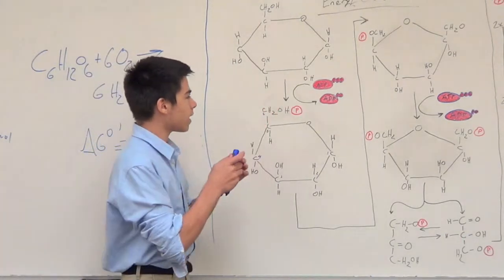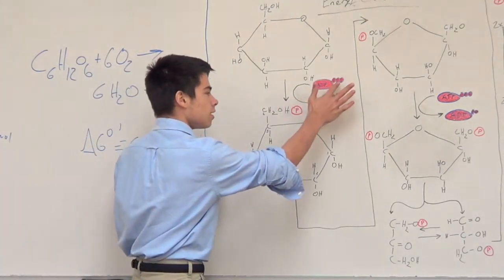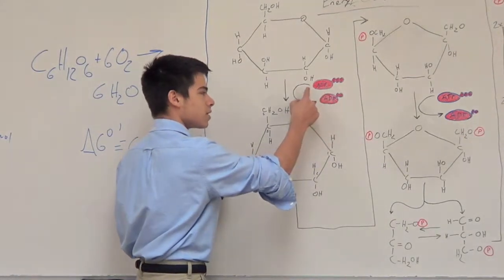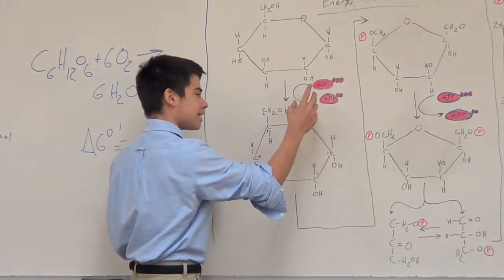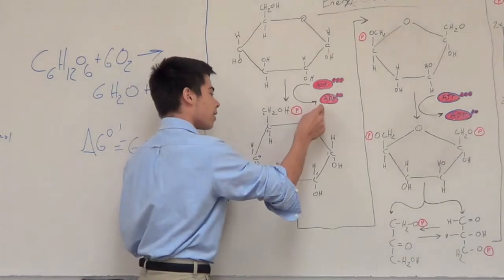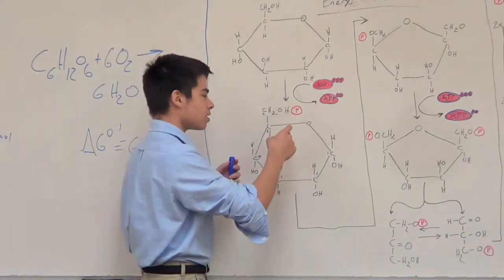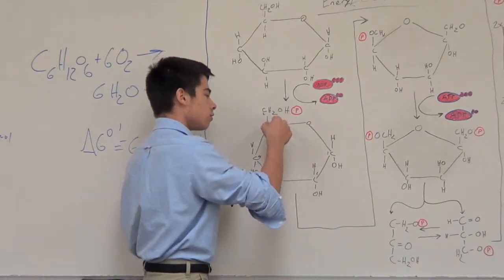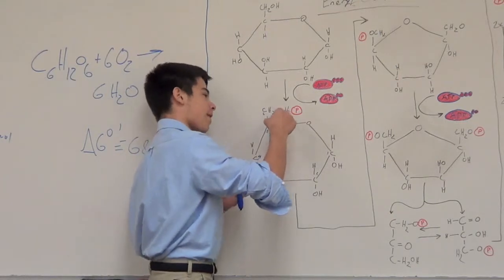So by phosphorylate, I mean ATP is going to lose a phosphate, so ATP is going to go to ADP, adenosine diphosphate, and we're going to donate one of those phosphates to glucose to yield glucose 6-phosphate.